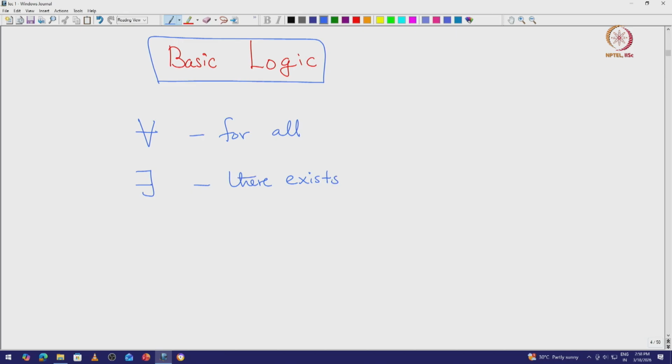And then there are other quantifiers also that are used. So, other symbols, for example, belongs to, so this is called belongs to, and there exists unique. So, there exists unique. So, these kind of symbols are used in mathematics a lot. So, let us start practicing using these symbols.